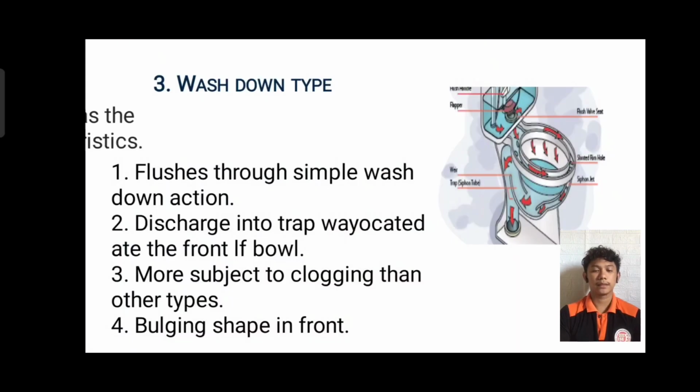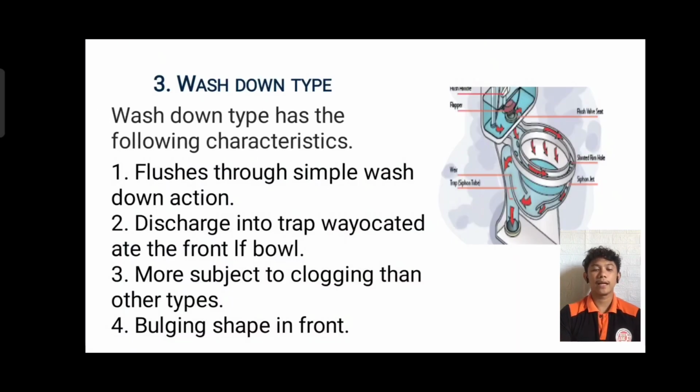Next is the washdown type. So washdown type has the following characteristics. So first is it flushes through simple washdown action. Second is discharge into a trap located at the front of the bowl, more subject to clogging than other types. So bulging in shape in front. So washdown type, ito yung isang type na pwede mo siyang i-flush, pero ganito yung type na madalas bumabara dahil sa exterior design and sa manufacturer mismo.